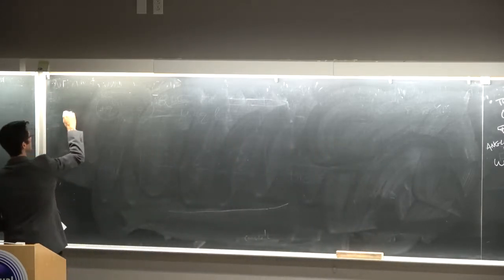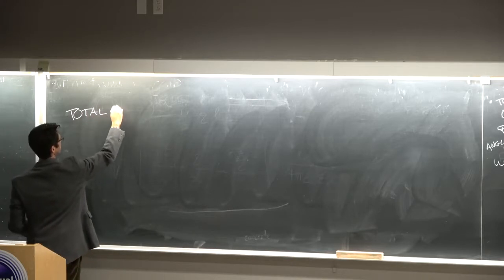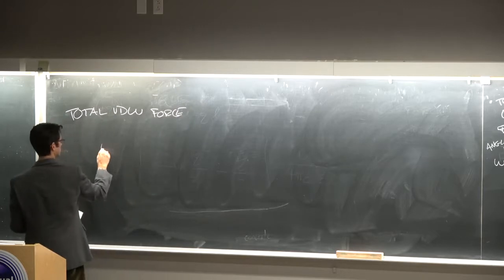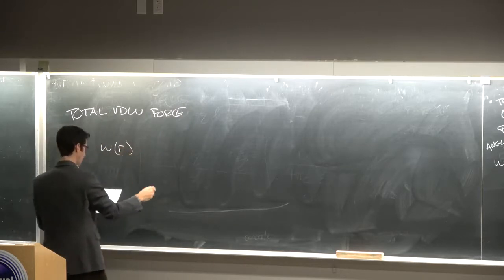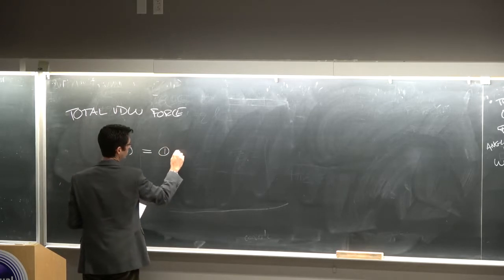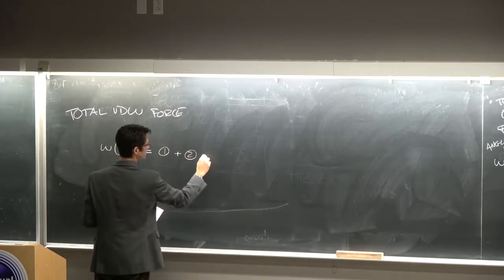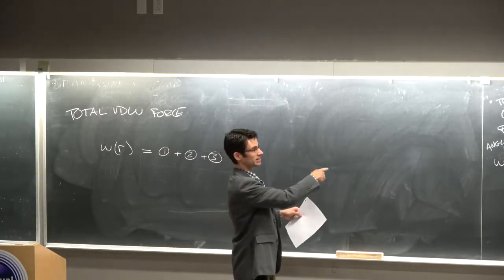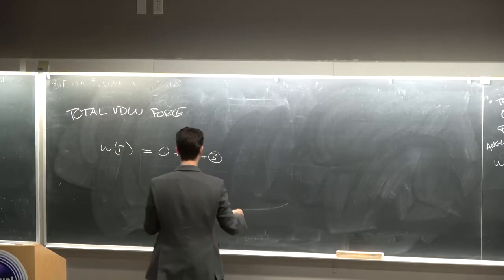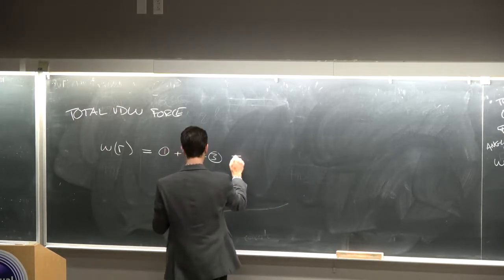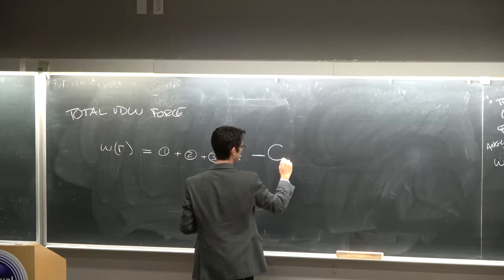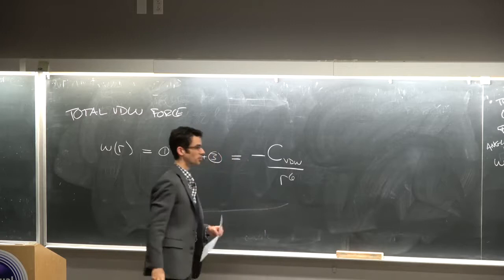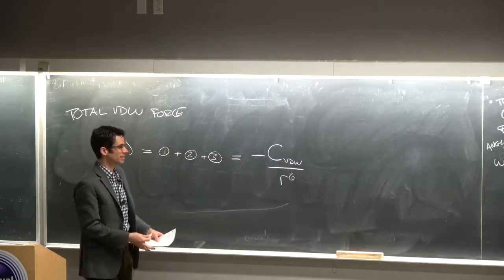Okay, so the total Van der Waals force: W of r equals 1 plus 2 plus 3. Just kidding, I don't hate the Keesom force. And this is minus some Van der Waals constant over r to the 6th.